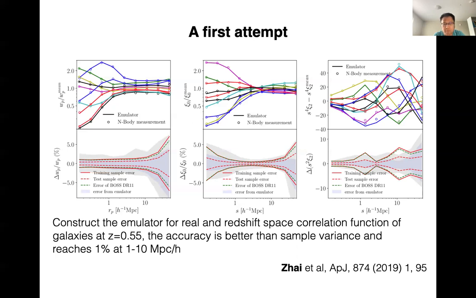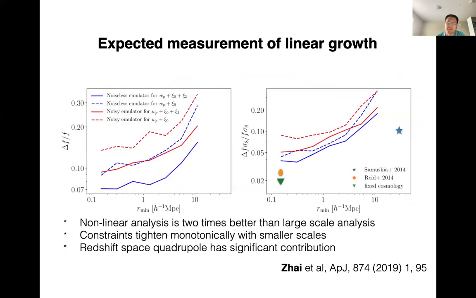As you can see here, from 1 to 10 Mpc/h, which is the most informative scale, our emulator has accuracy of better than 1%. And at the other scales, the emulator can be comparable to or better than the sample variance or the training error. Now with this emulator, we can investigate the question of whether there is more constraining power to measure the linear growth rate compared with linear scale measurements.